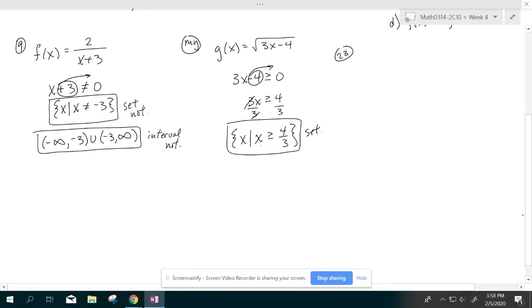I would also like to have that in interval notation. If x has to be greater than or equal to 4/3, how would I describe that with interval notation? Bracket, 4/3, and then comma infinity. And an infinity always gets a parenthesis. Do you see how that says everything from 4/3 and bigger, greater than or equal to 4/3? And again, that is interval notation.